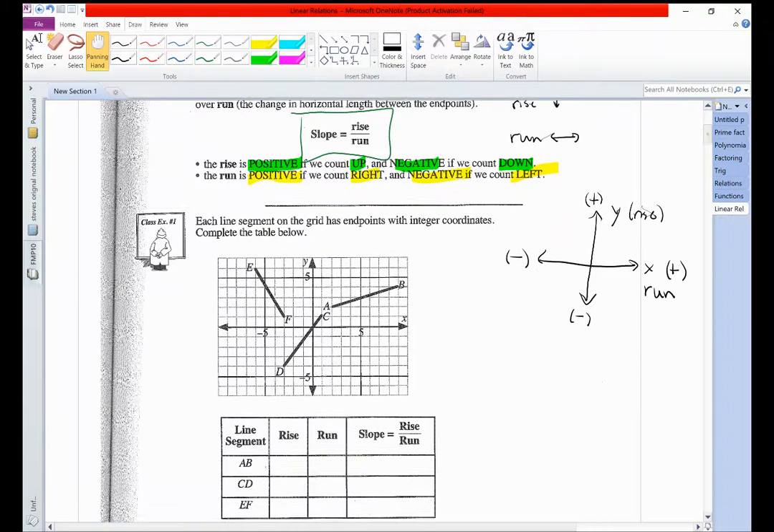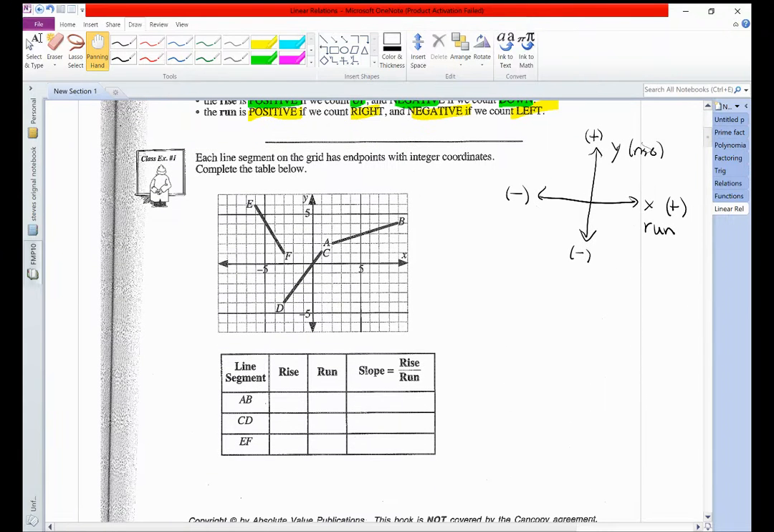All right, so let's actually see this in practice here. Let's look at line segment AB. Let's use blue. The first thing we want to look at for line segment AB is the rise. We're going from A to B. So we're looking at the rise. If you start from A, we have to go up 1, 2 jumps. We're going up 2 jumps, so it's plus 2.